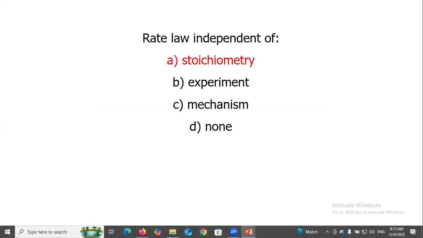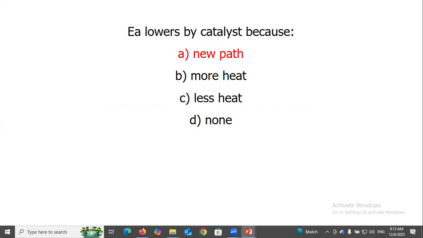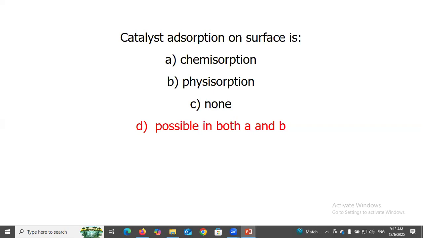Rate law is independent of stoichiometry, experiment, mechanism, none. Ea is lowered by catalyst. Catalyst adsorption on surface is chemisorption, physisorption, none, possible in both A and B. Correct option D, possible in both A and B.